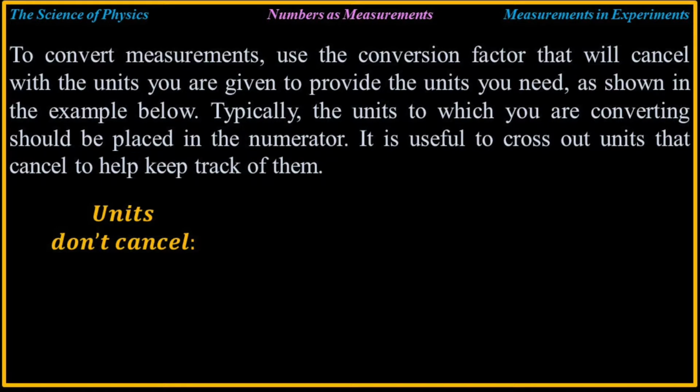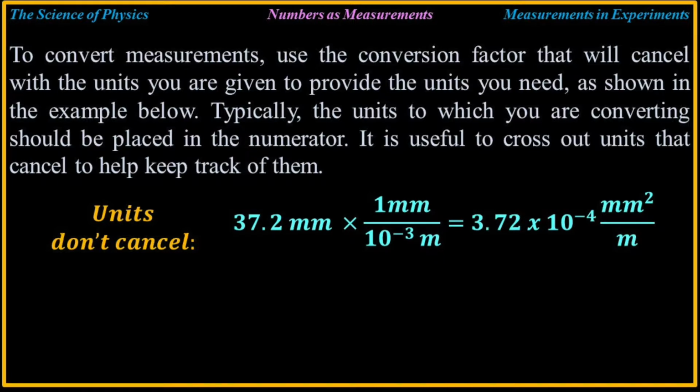To convert measurements, use the conversion factor that will cancel with the units you are given to provide the units you need, as shown in the example below. Typically, the units to which you are converting should be placed in the numerator. It is useful to cross out the units that cancel to help keep track of them. So you need some math skills. Wherever the units you want to cancel are, you want to put those in the opposite, either denominator or numerator.